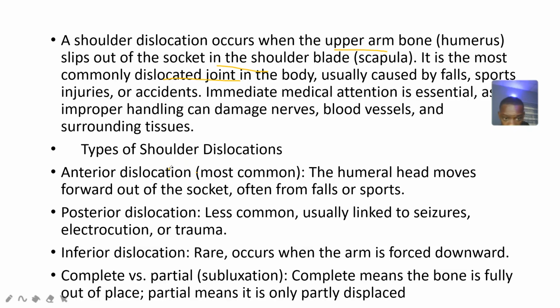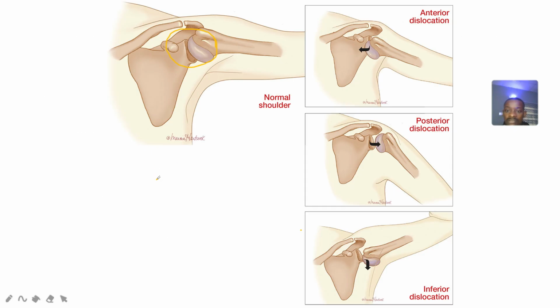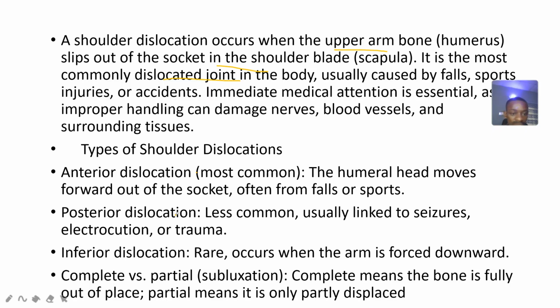Okay. So types of shoulder dislocation include a dislocation where the head of the humerus is moving forward. That's anterior dislocation. Look at this. Anterior dislocation is moving forward. Posterior dislocation is going to the back. Inferior dislocation is going downward. Okay. So we have anterior dislocation, we have posterior dislocation, we have inferior dislocation.